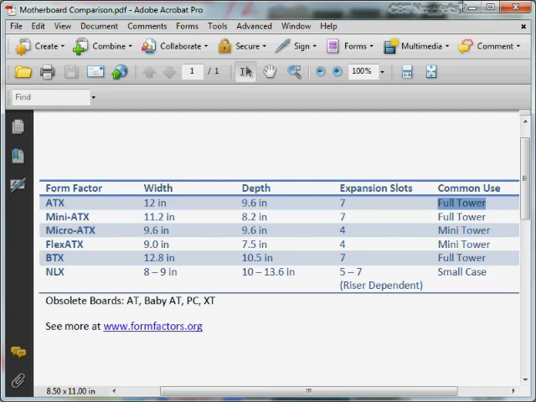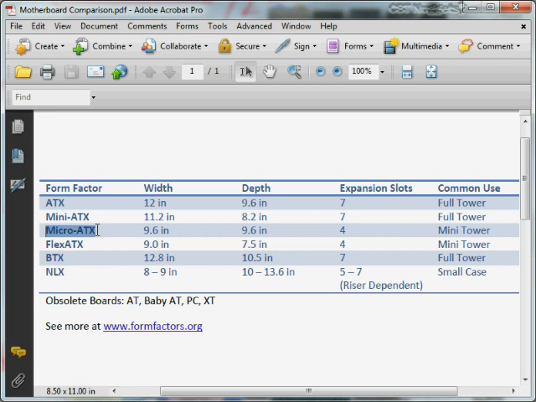Then we also have a few other form factors, though, that you should be aware of. One of those would be mini ATX. We don't really see a lot of that anymore as well, but they are still out there, and they will give you a smaller form factor so that you can also use a smaller case, be more space saving, and so forth. It's going to have a width of 11.2 by 8.2, and you can also get 7 expansion slots out of those, but you can also go up to a full tower with those as well.